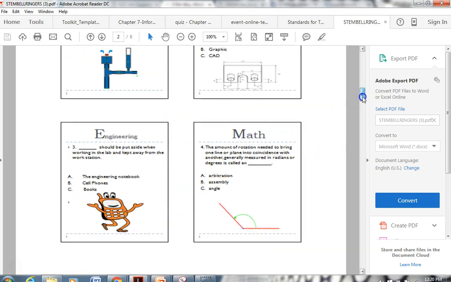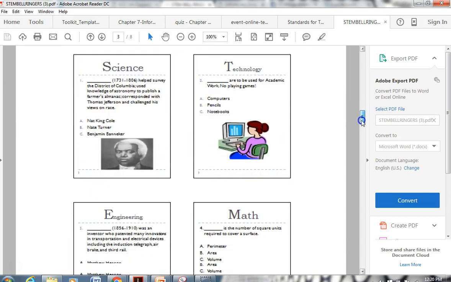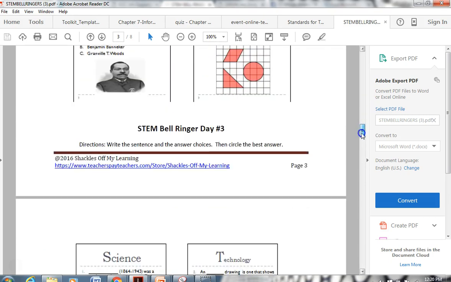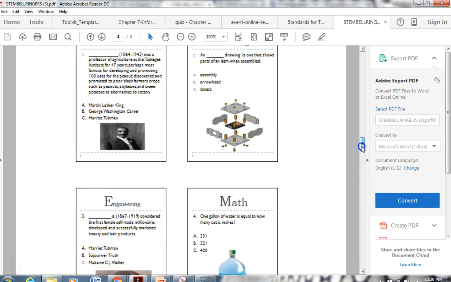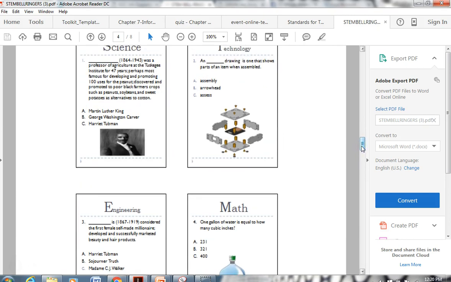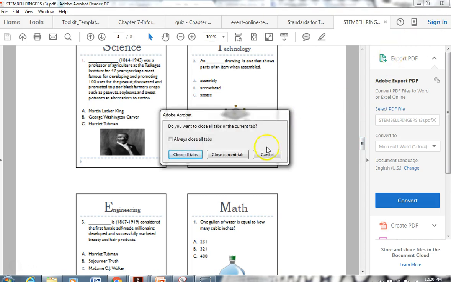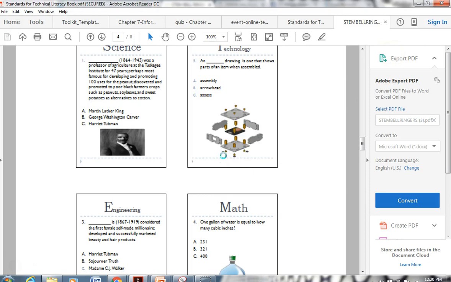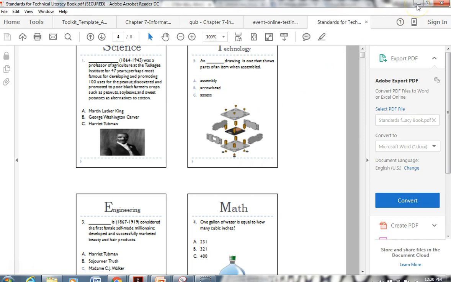The bell ringers are not designed to be a got you. Okay, so you can look at some of these. They're pretty much designed so that the kids can jog their memory and just get ready for learning. Okay, so that's just one example. That would take anywhere from 5 to 10 minutes. Like I said, when they're first coming in, they sit to get their notebooks just to get them stationary. And then I go over the answers with them.